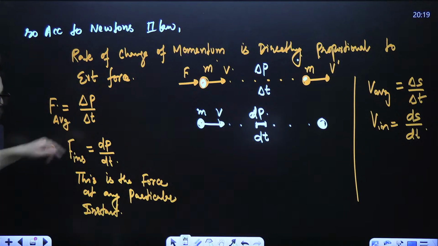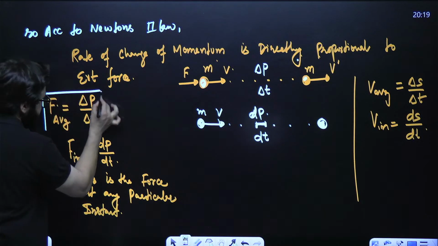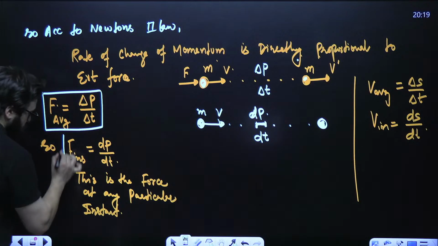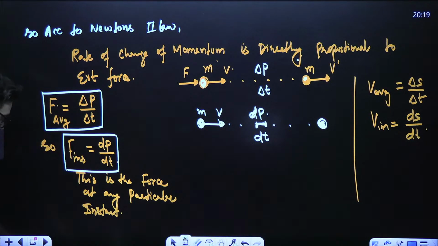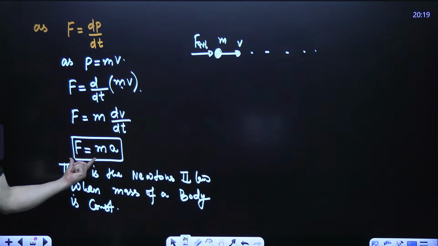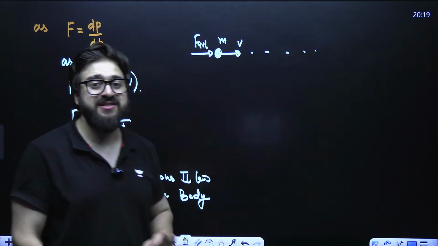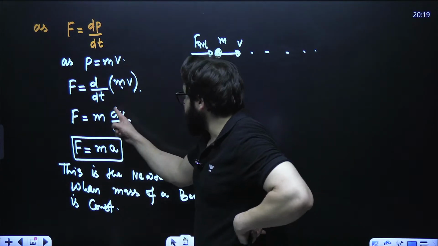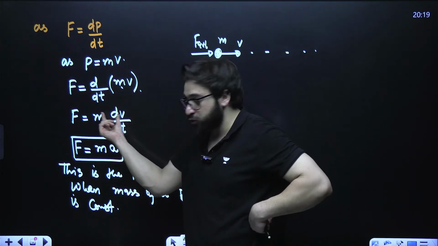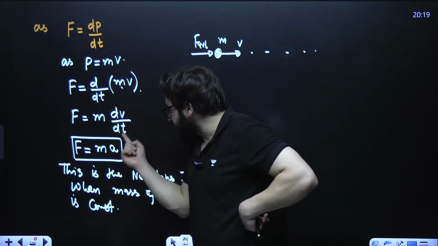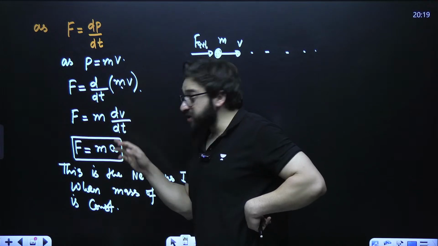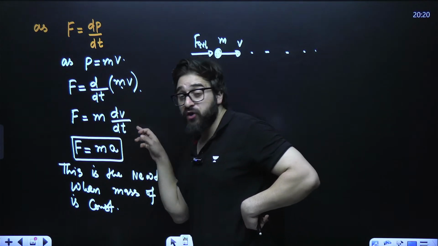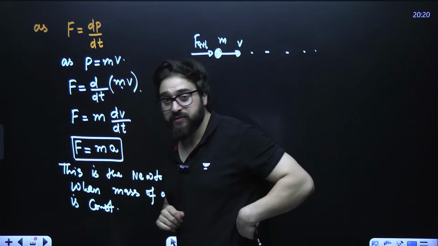So this is what we call Newton's second law, this one and this one. But this is Newton's second law only when mass is constant. When I took the mass out over here because it was constant, then I differentiated dv by dt. What is dv by dt? Rate of change of velocity with time is what we call the acceleration.